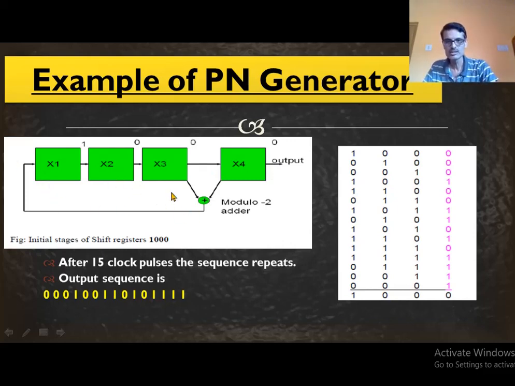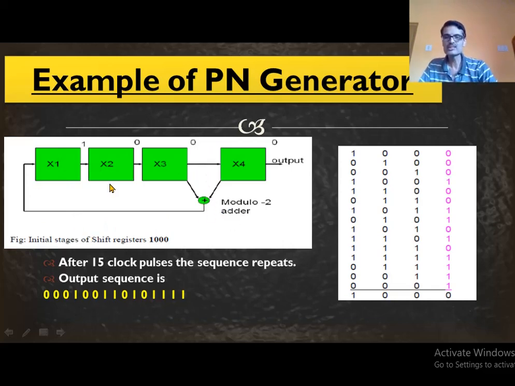How is the feedback taken? Just look at this. It's a modulo 2 adder here. The outputs of these two flip-flops are connected to it, and the modulo 2 adder is nothing but an XOR gate. The output of the modulo 2 adder is given as feedback to the input. So it's basically a shift register with a linear feedback. This is a linear element, the XOR gate, and it is given back here.